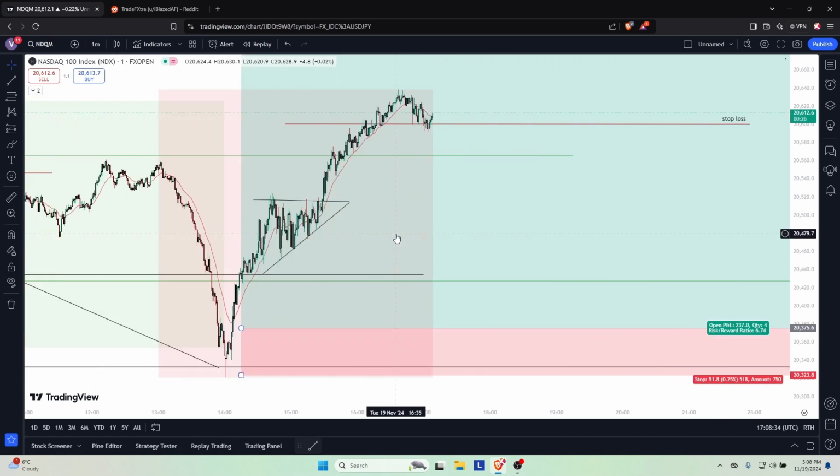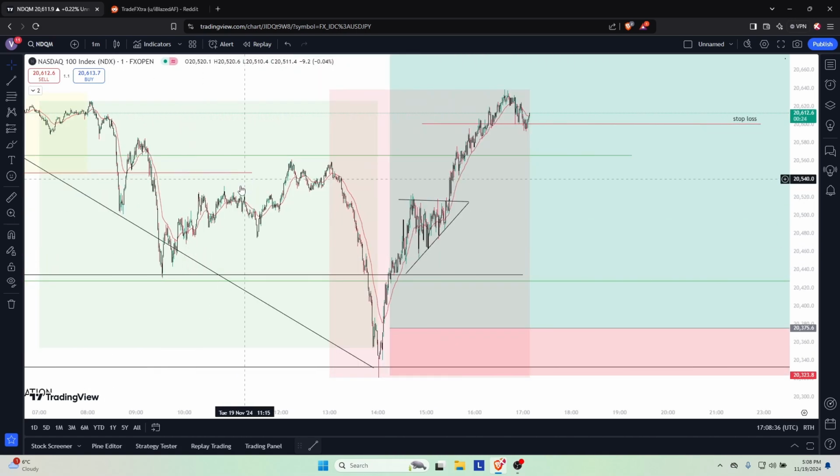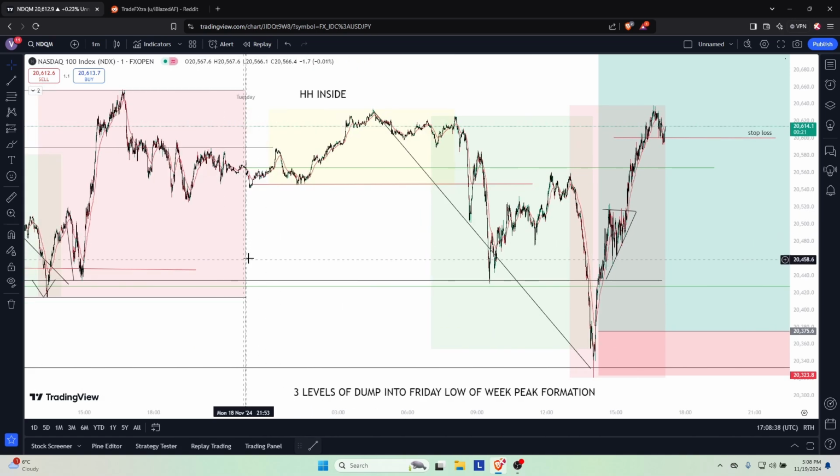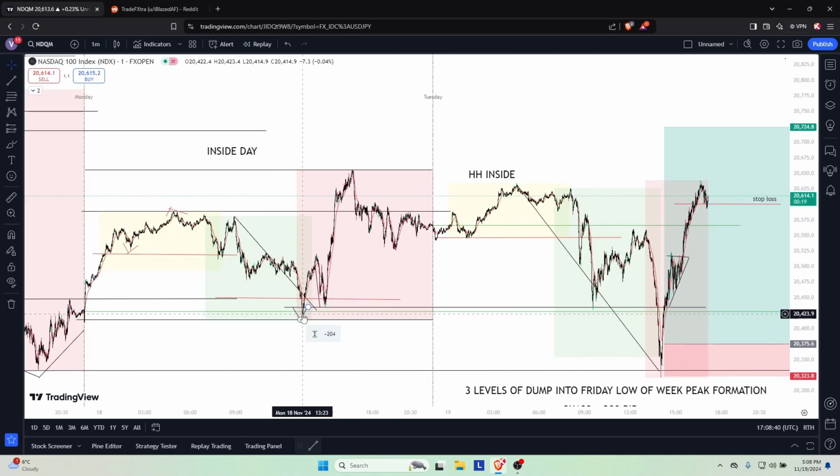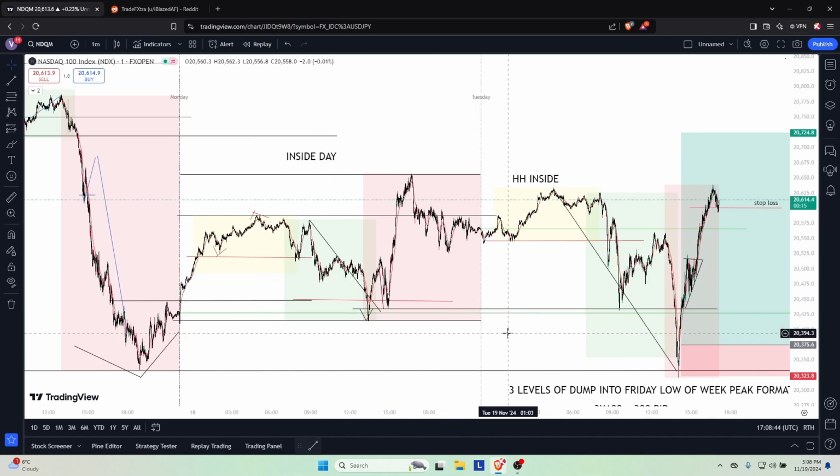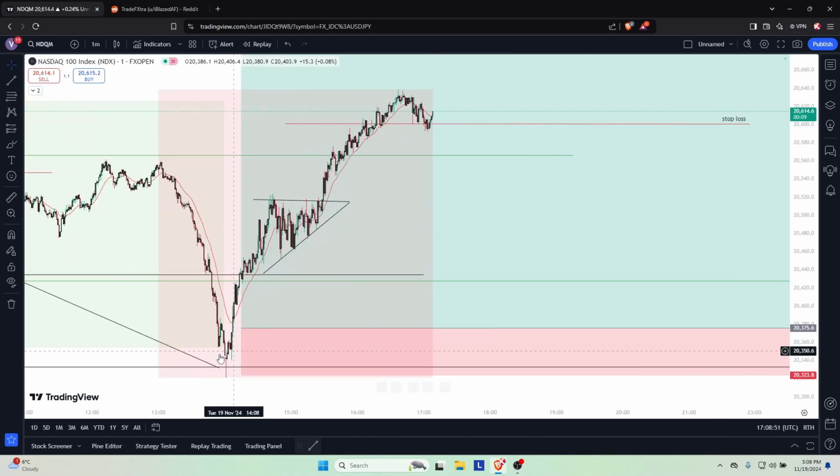So on a 3 session basis, I know that my peak formation low isn't locked in, and I know we've just broken the peak formation low on Monday, so that's no longer locked in. But the inside day, with the knowledge of this being a 3-day setup, we've traded into the low of the week, and I can potentially get an explosive move off here.